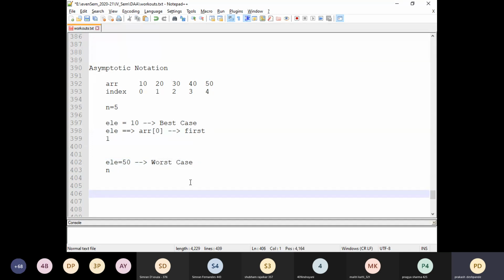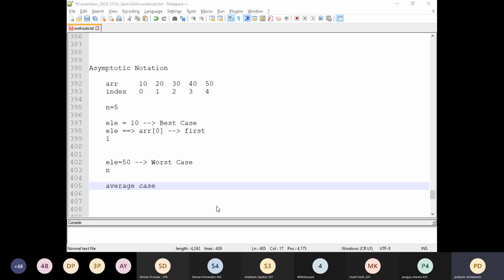Okay. Now, any value between this best case and the worst case, that is between 1 and n, we call an average case. Whenever the instance characteristic is neither a best case value nor the worst case value, then such a value of n, we call an average case.